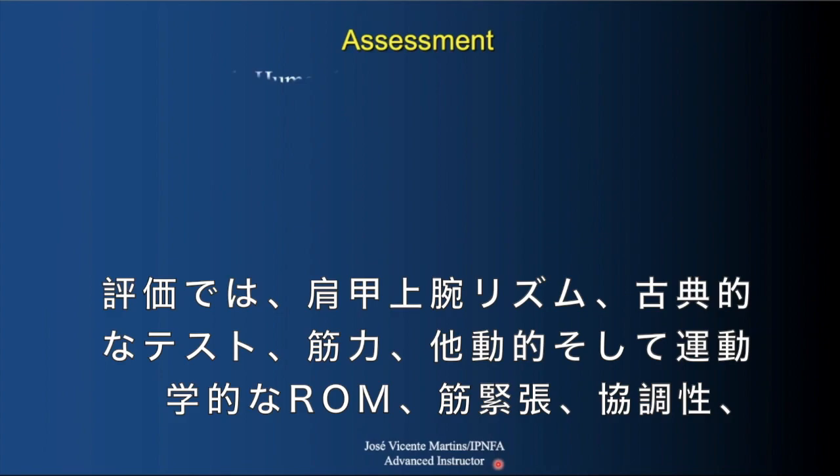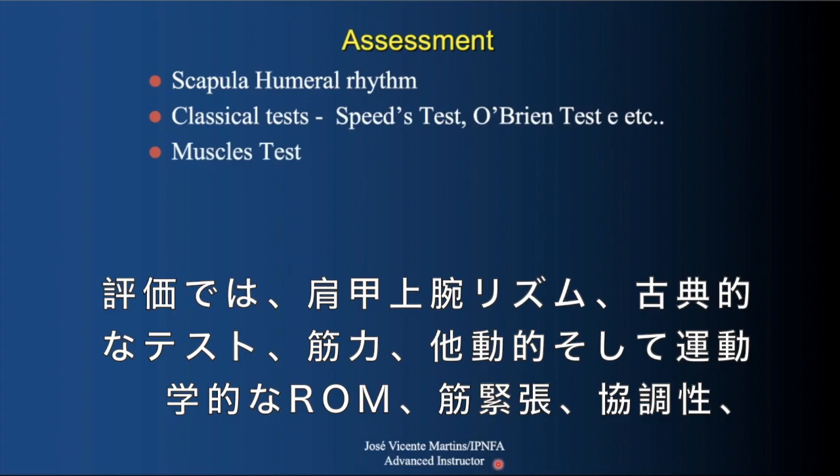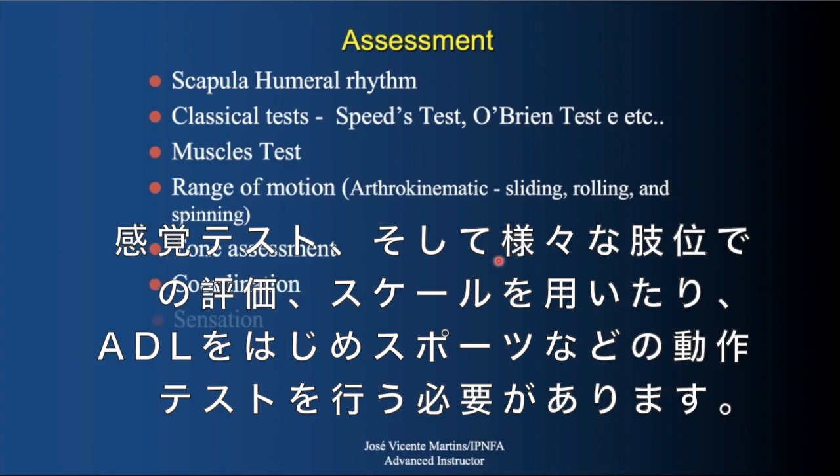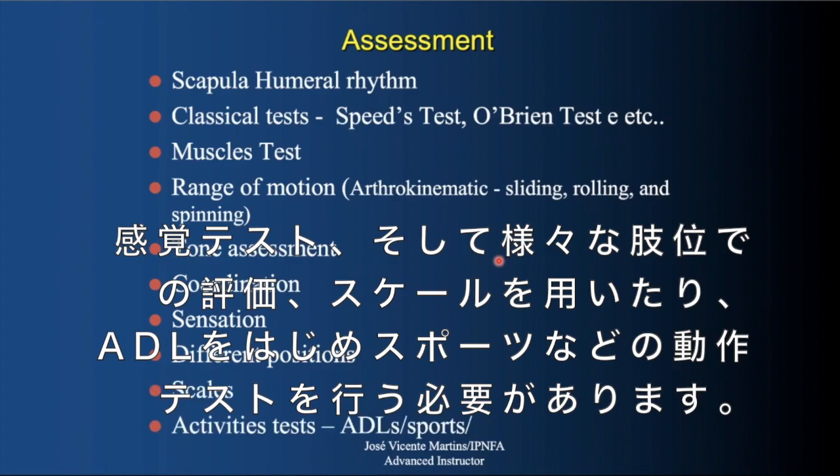During assessment, we have to check the scapular humeral rhythm. We can use classical tests. We must test the muscles. We have to test range of motion passively and also the arthrokinematics, tone assessment, coordination, sensation, and we have to assess the patient in different positions. We can also use scales and some test activities, thinking about activities of daily living and also sports.